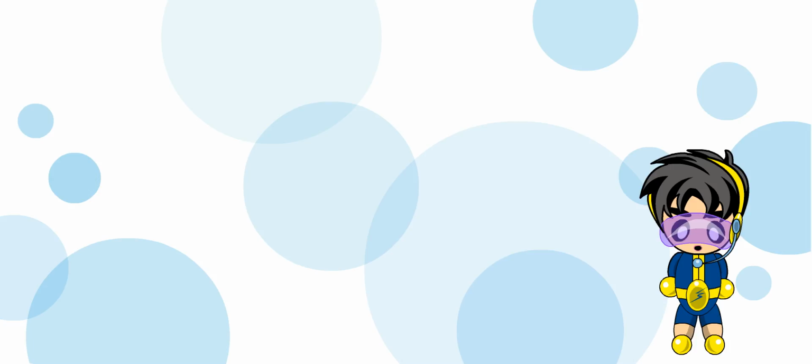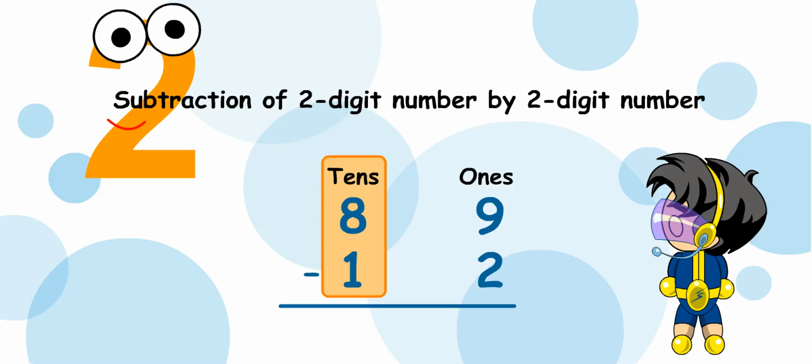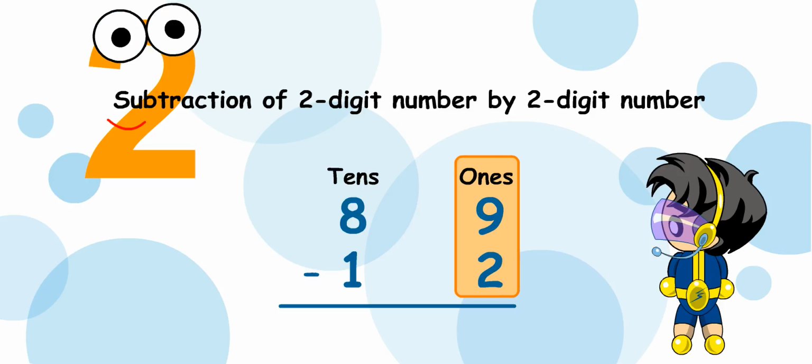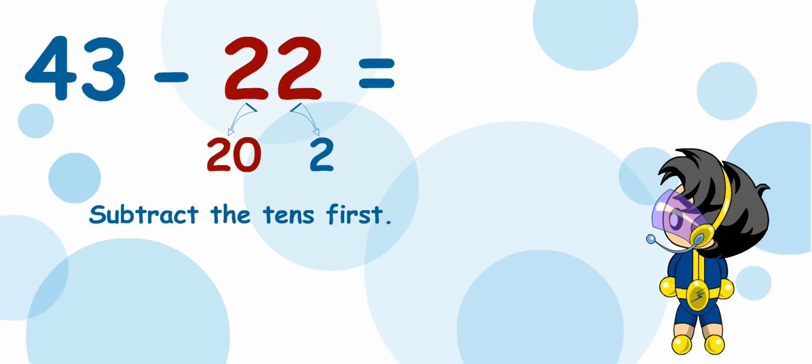We are going to learn how to subtract a 2-digit number by another 2-digit number. We do that by subtracting the tens first, then the ones. Let's take a look what happens when we minus 22 from 43. First, we break 22 up into 20 and 2, since 22 is 2 tens and 2 ones. Next, we subtract the tens of 22 from 43. So, we take 43 to minus 20, which gives 23.